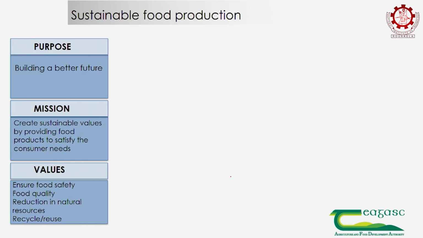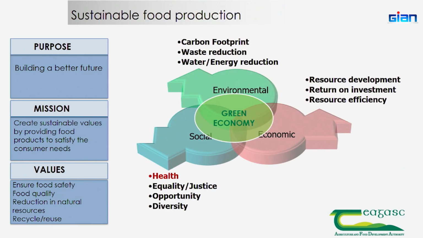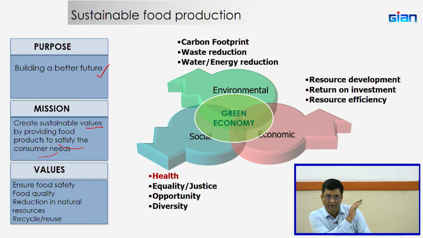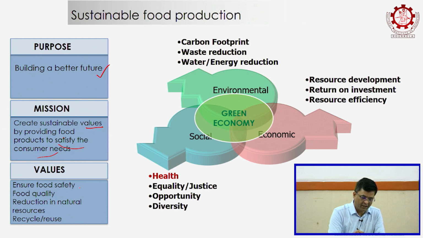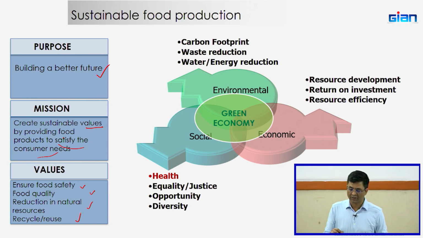So when it comes to sustainable food production, environment, economic and social, the purpose is to build a better future, create sustainable values by providing food that satisfies the consumer needs, not only in terms of health, but also in terms of environment as well as their nutrition. Values: food safety, quality, reduction in natural resources, recycle or reuse. There could be multiple other values related to that.